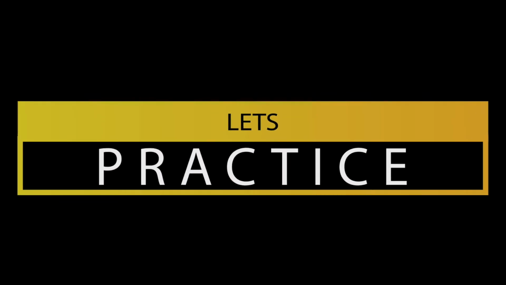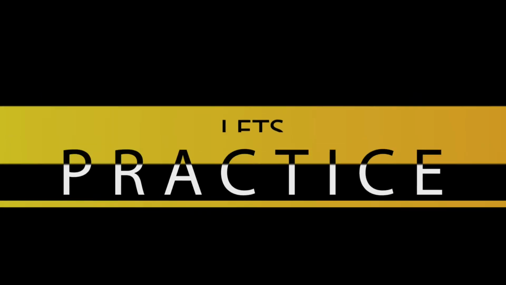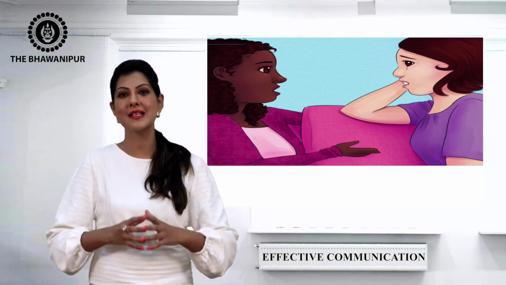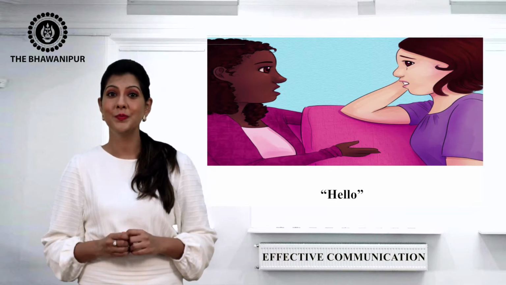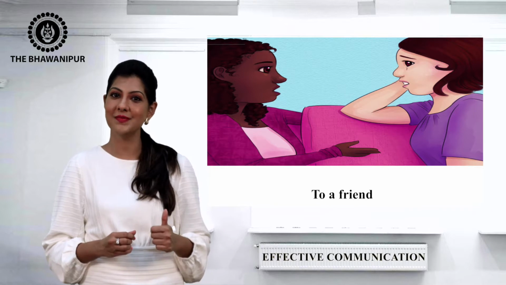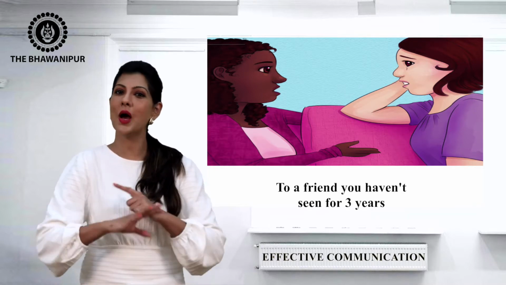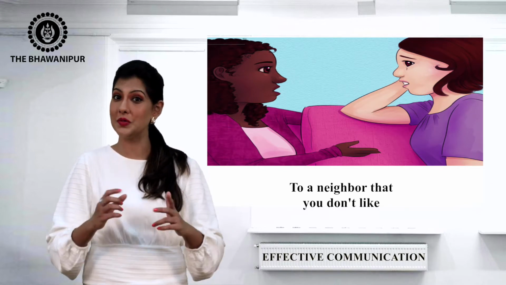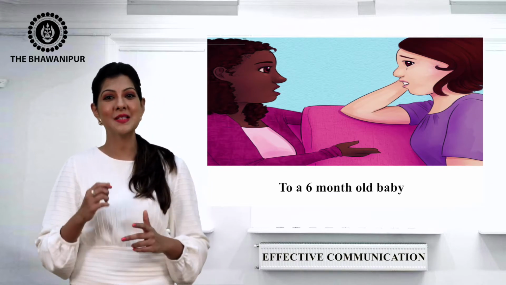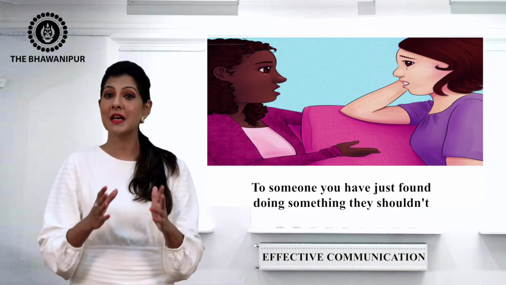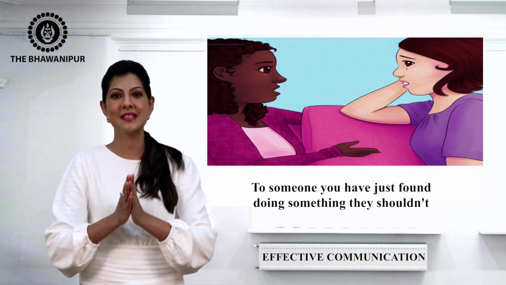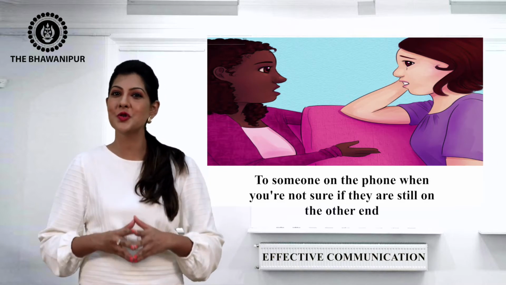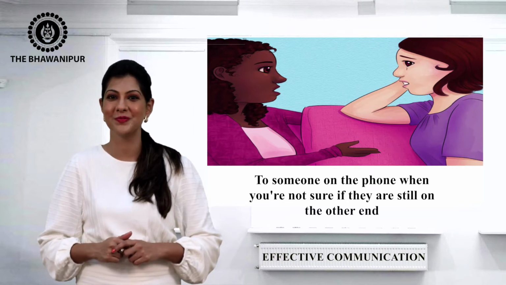So let's practice. Let's say each of the words in the quotation mark in the following sentence. Hello. Now say hello to a friend, or to a friend who you haven't seen in the last 3 years. Say hello to a neighbor that you don't like. To a 6-month-old baby. To someone you have just found doing something that they shouldn't. Or to someone on the phone when you're not sure if they're still on the other end or not.